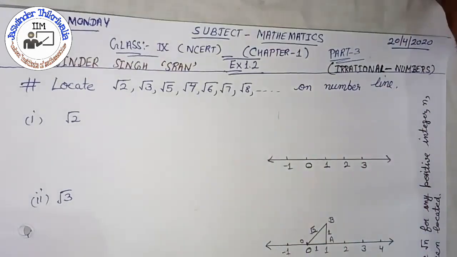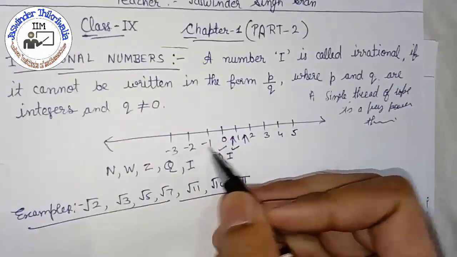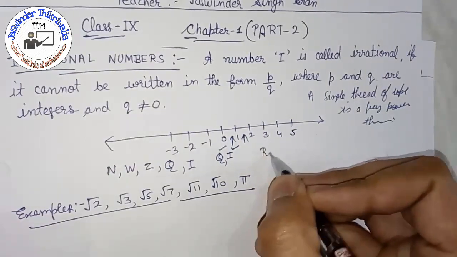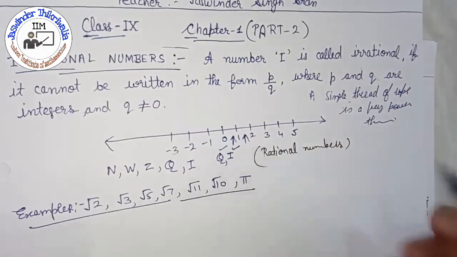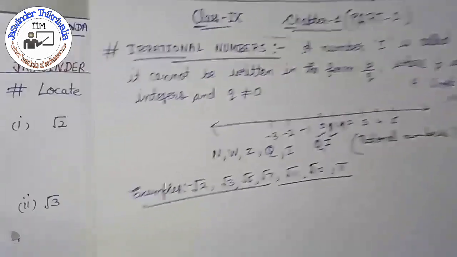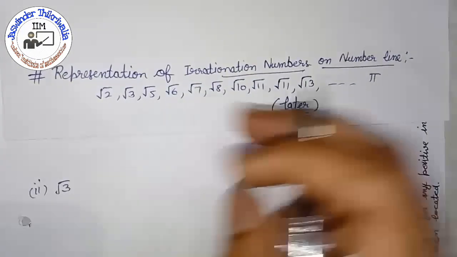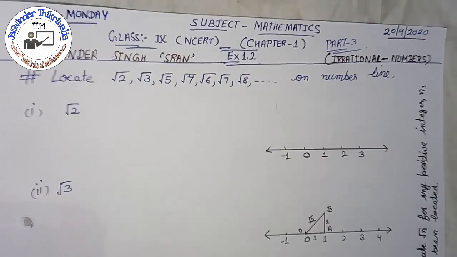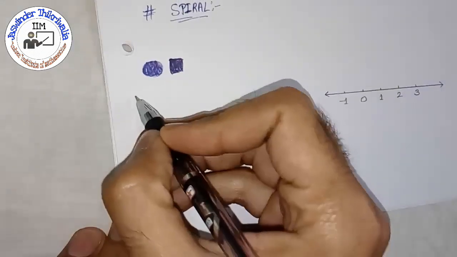First of all, in my previous video you have seen that on the number line we can represent whole numbers, natural numbers, integers, as well as fractional numbers, which are known as rational numbers. In this video we will discuss how we can represent irrational numbers on the number line: under root 3, under root 5, under root 2, and so on. For this, I want to remind you that in your previous class you discussed the Pythagoras theorem.